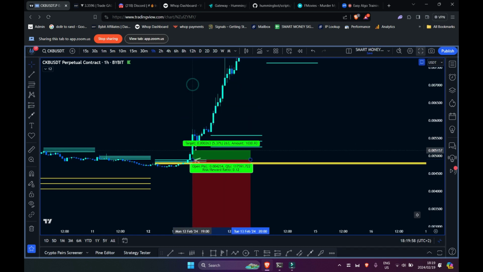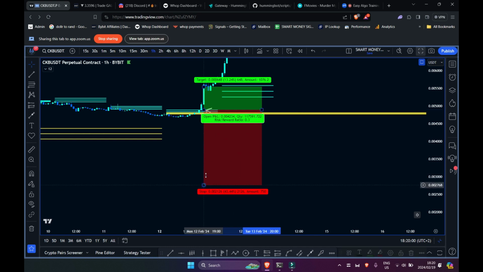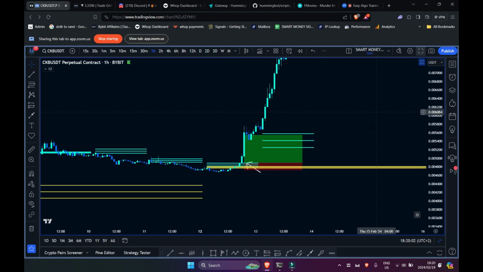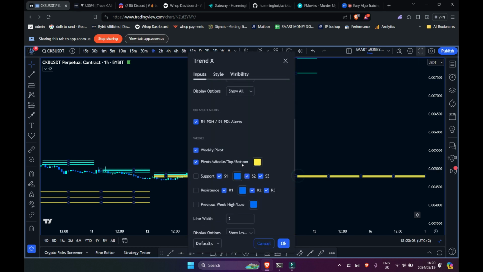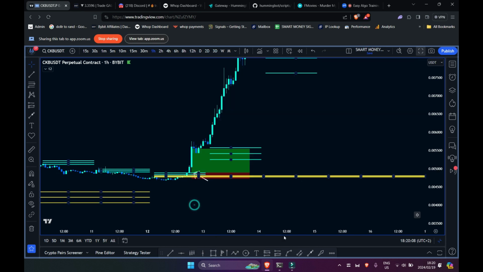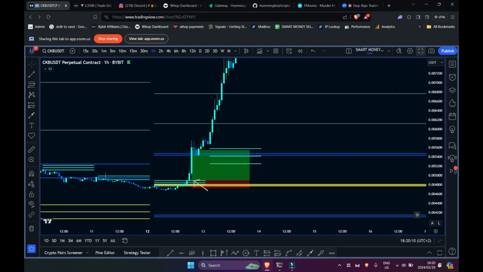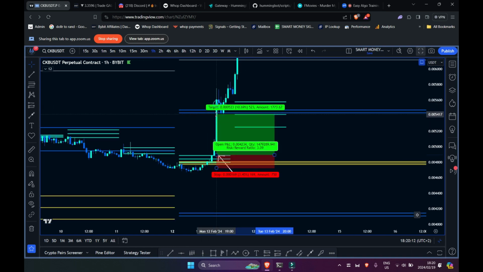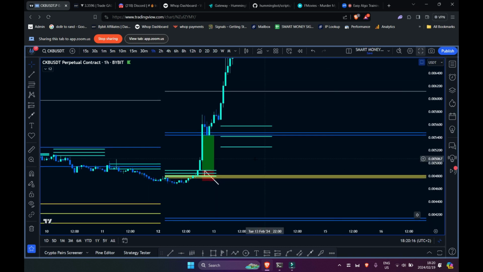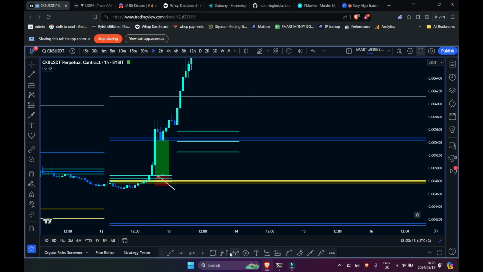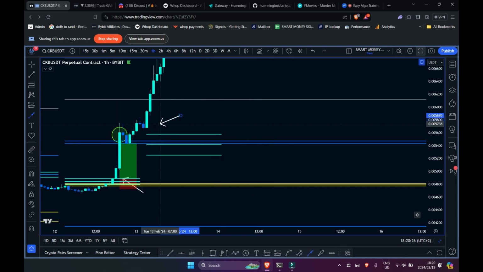If we'd missed our entry purely on the weekly pivot, and then we could have added our resistance areas. So we would have taken our target right over here if we'd entered on that pivot. The next entry would have been if we had missed this previous week high and previous resistance 1 break, we could have entered on top of this.